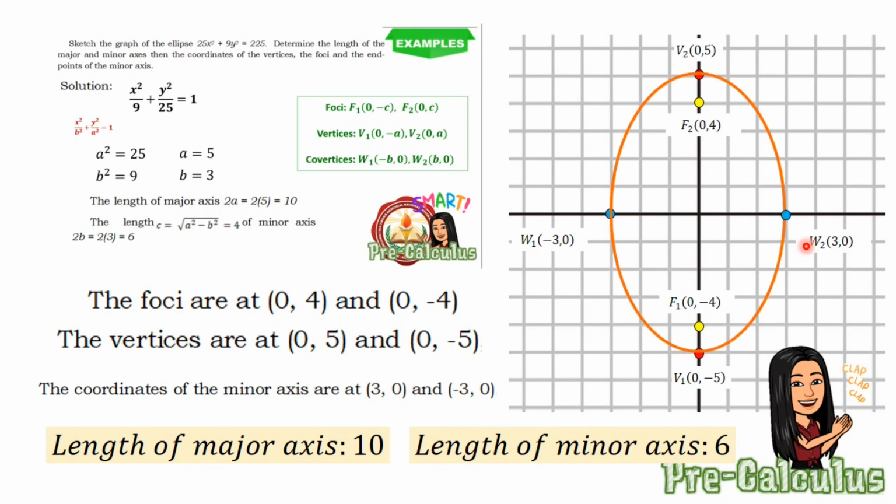Ayan. So, kanina nabanggit na natin na ang ating major axis ay may length na 10. Ayan siya, 1, 2, 3, 4, 5, 6, 7, 8, 9, 10. 10 units. And length naman ng ating minor axis is 6. 1, 2, 3, 4, 5, 6. So, this is our graph for our example number 2, which is an example of an ellipse that is vertical.